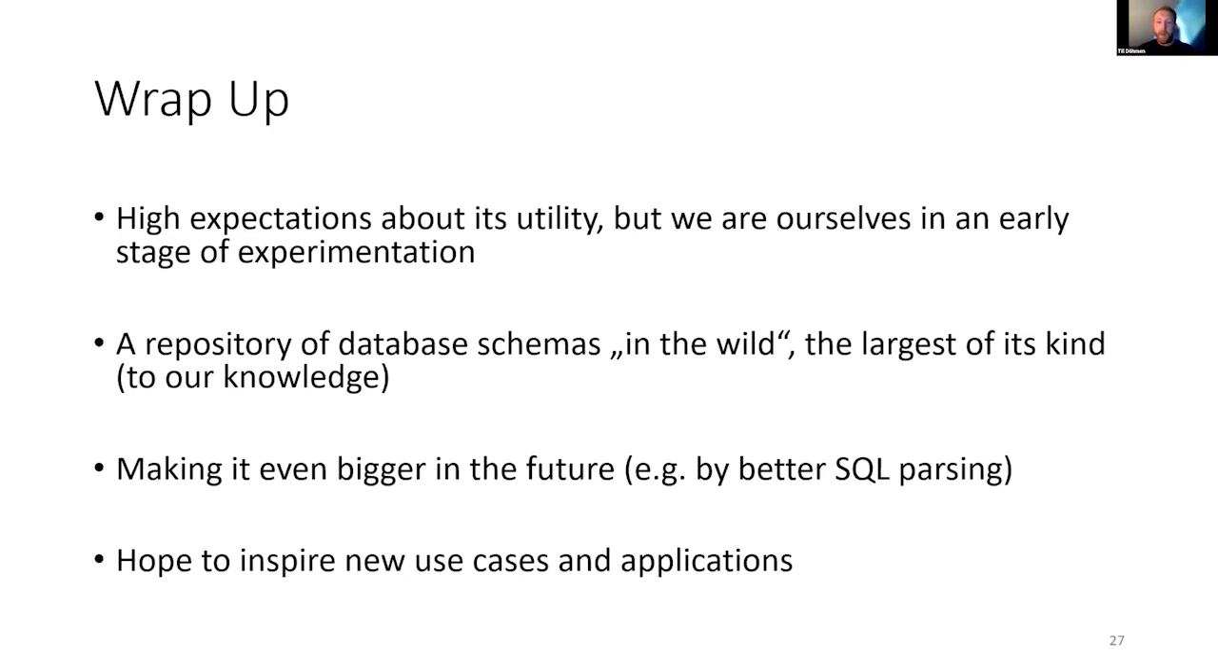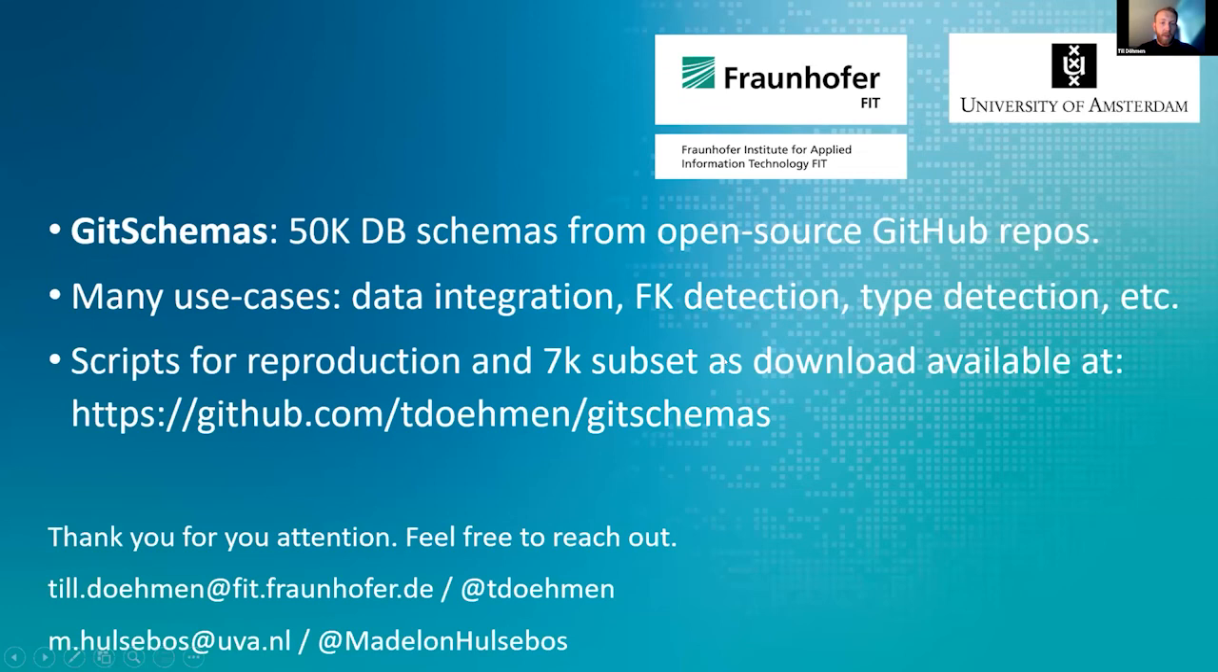So we want to improve the parsing process so we can also share a bigger corpus without having the license concerns. So we can just publish the MIT and Apache license files and have a higher recovery rate of them by using parsers like Apache Calcite, for example. And we hope to inspire new use cases and applications in general. Yeah, and that's basically it. Thank you very much for the attention, and feel free to reach out if you have any questions. Feel free to go to the GitHub repository and take a look at the data yourself.